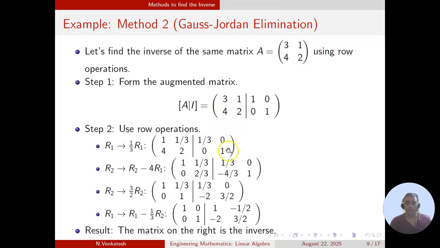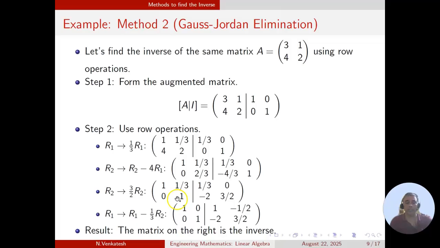And then next, to get an identity matrix, we have to transform the second element of the second row to 1. To do that, we have to multiply all elements of this row by 3 by 2. Then we'll get something like this.